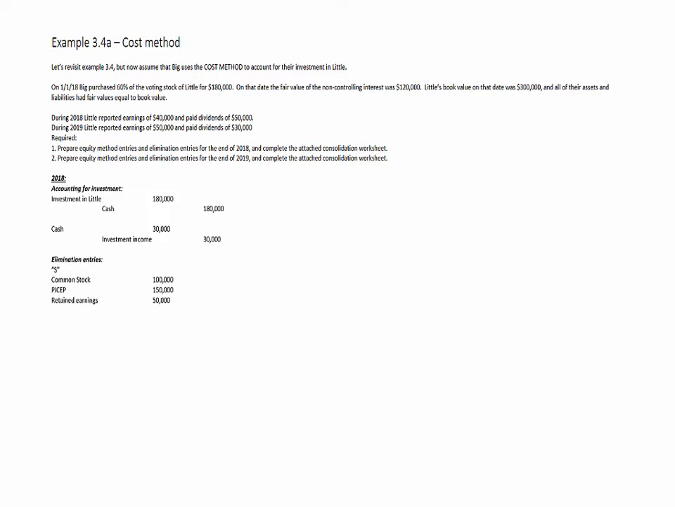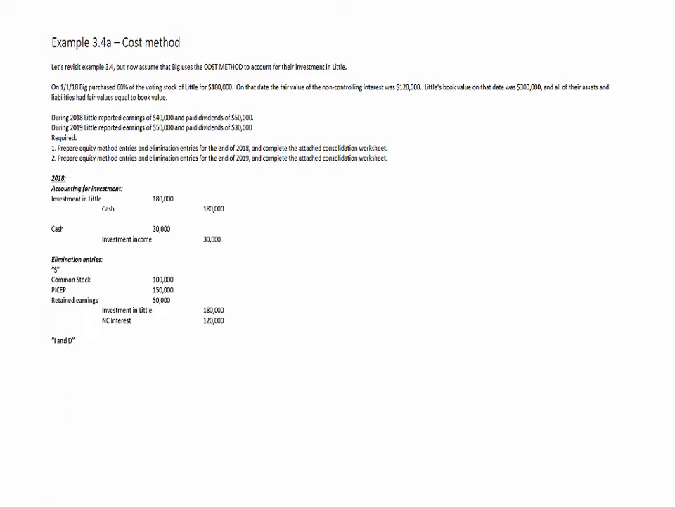We go to our elimination entries, and in the first year of ownership, there's no difference as far as this initial elimination entry is concerned. We eliminate Little's beginning of year owner's equity accounts. That total of $300,000 is split 60-40 between the investment in Little and the non-controlling interest.